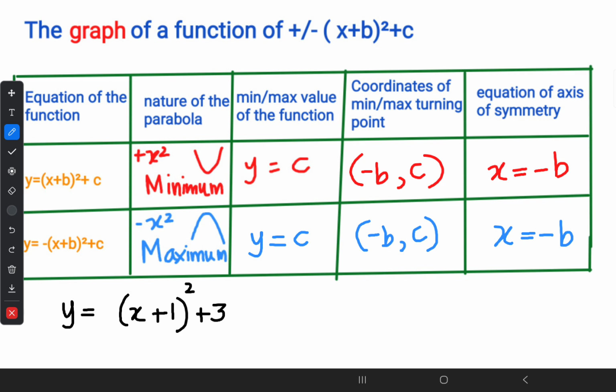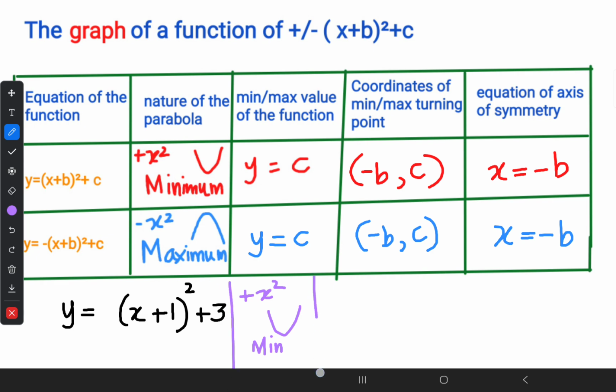y equals (x plus 1) whole square plus 3. This is the graph equation. First of all, you have to determine whether this is a positive parabola or a negative parabola. When you expand this function, no need to worry about other values. You have to consider the coefficient of x squared. It would be a positive value, so this would be a minimum parabola. That is our first interpretation.